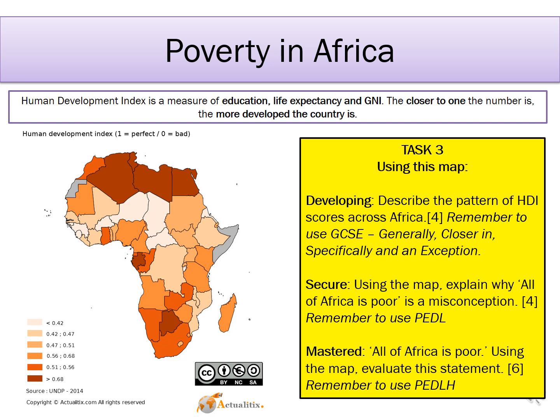For the mastered task, it says all of Africa is poor. Using the map, evaluate this statement. So for this 6-mark question, you still need to write a PEDAL paragraph, but you then need to add a however at the end to offer a different opinion. Can you pause the video now? You should need about 5 or 6 minutes to complete one of those tasks, please.